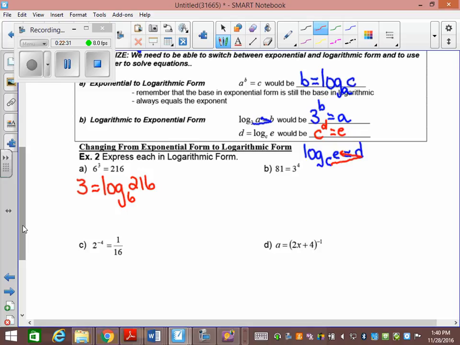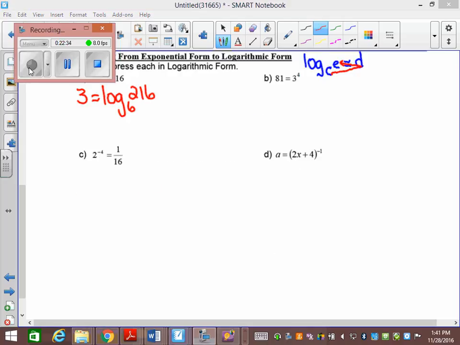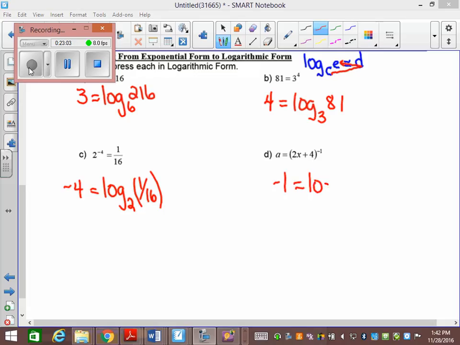You try these ones. Okay, it equals the exponent, so 4 equals log base 3, because the base of the exponent goes to the base of my log, and then 81. This one equals the exponent, so negative 4 equals log base 2, 1 over 16. Then here equals the exponent, negative 1 equals log base 2x plus 4, because this is the base of the exponent, so it's going to be the base of my log, a.